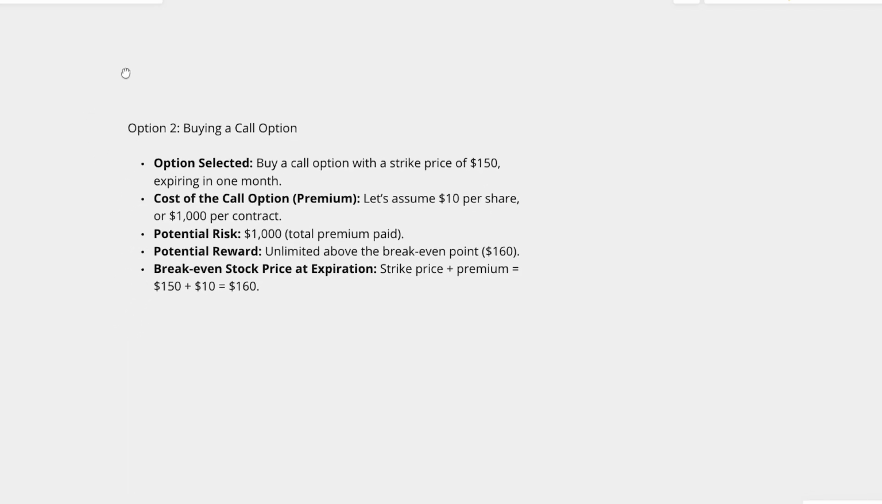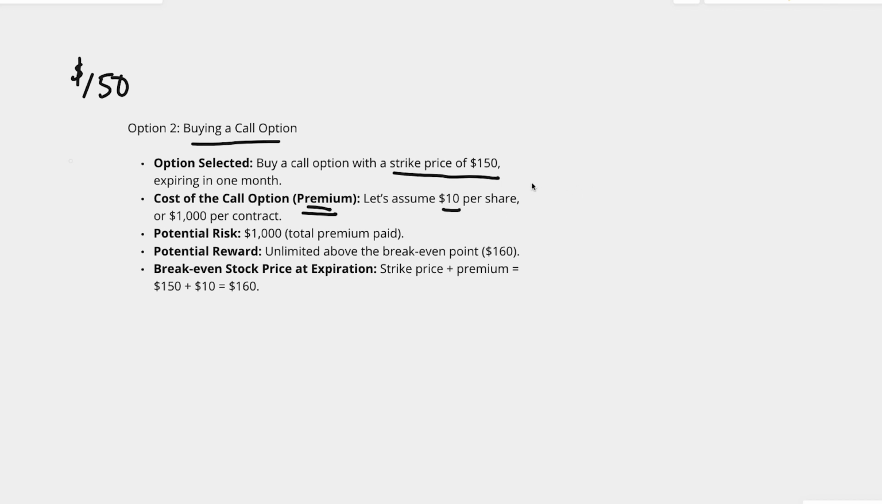And then option two, in our example here, is going to be just buying a call option. So again, Tesla stock is trading at 150 for this example, and let's pretend we buy a call option with a strike price of 150. So again, that gives us the right, but not the obligation, to buy Tesla at $150, and it's going to expire in 1 month. So there's 30 days to expiration. And let's assume that to own this contract, to have the right to buy at 150, it's going to cost us $10 per share.